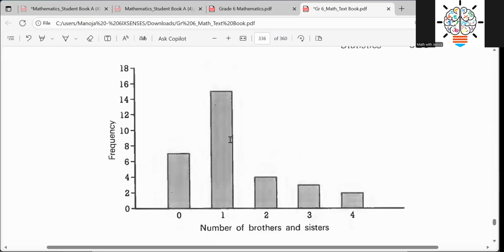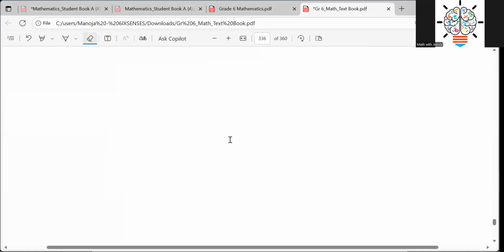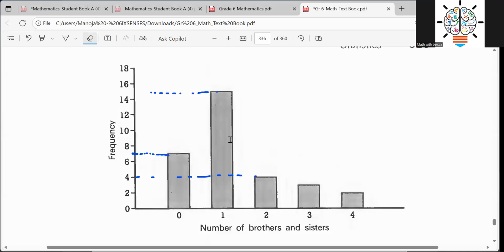So how many? 7. How do I know? You can just see that here it is 7. It is in between 6 and 8, that is 7. And here, if I do it like this, then it is 15. Then here we have 4, and then we have 3, and here we have 2. So likewise, we can read the bar chart looking at that, right?